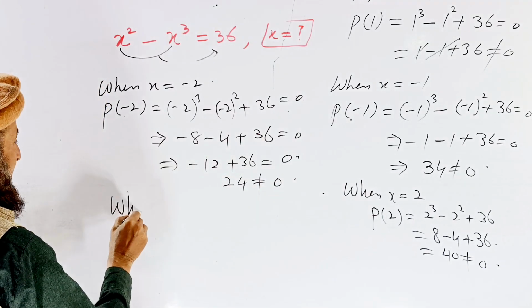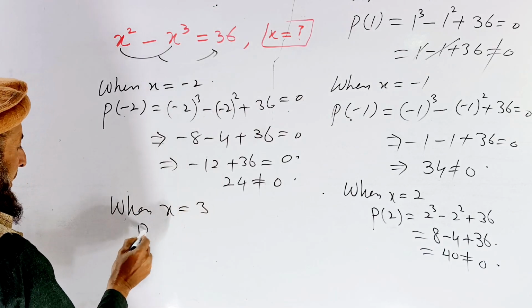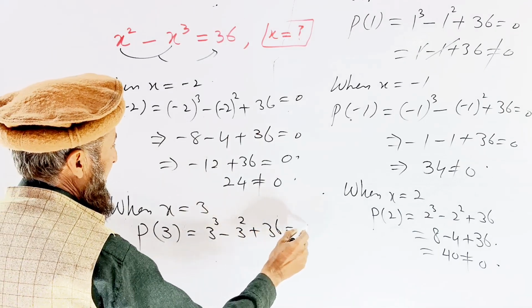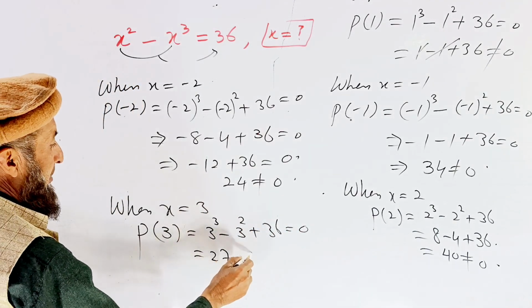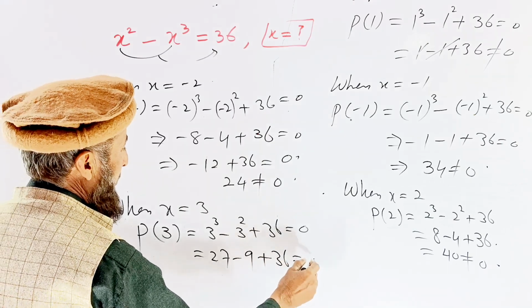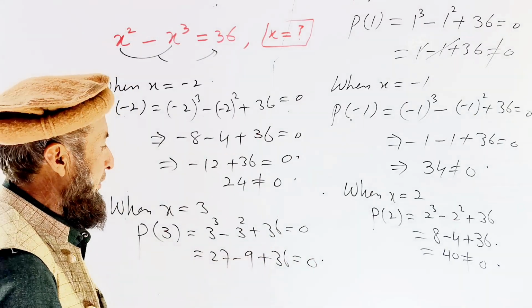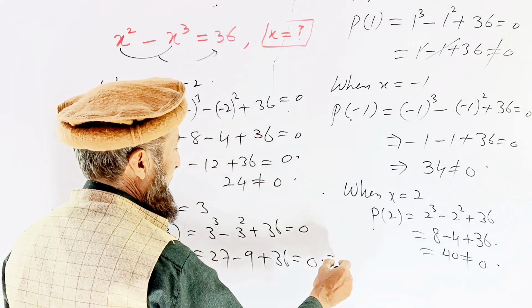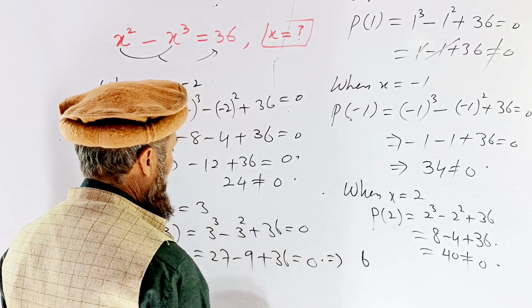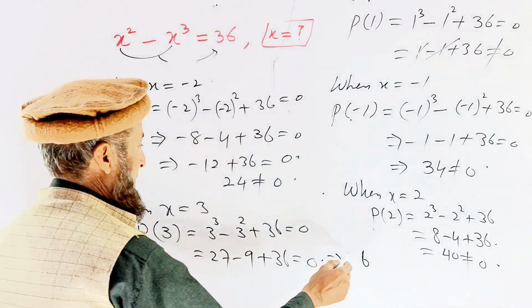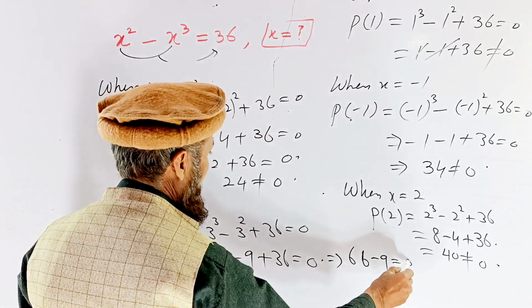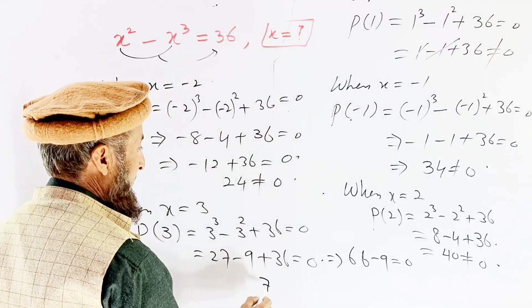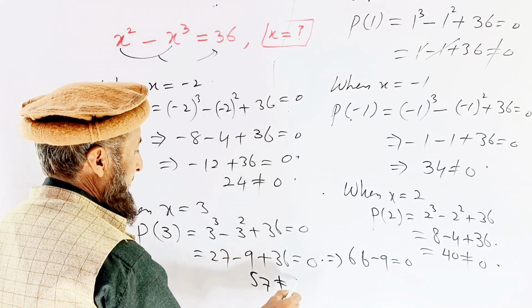Similarly, when x is equal to 3, what happens? p of 3 is 3 cube minus 3 square plus 36 is equal to 0. So we get 27 minus 9 plus 36. 27 plus 36 are both positive, so we add them and get 63. Then 63 minus 9 is 54, which is not equal to 0. So this is also not possible.